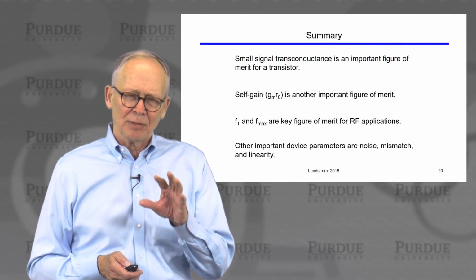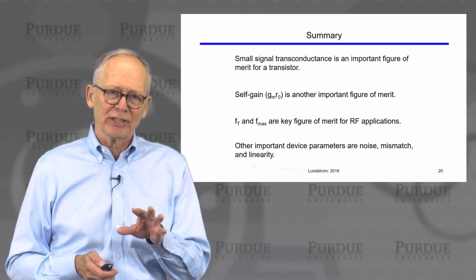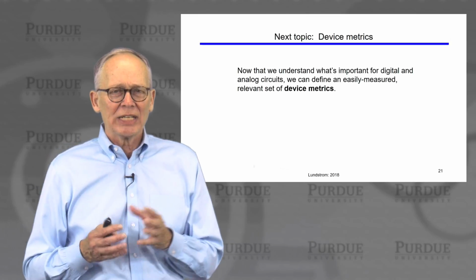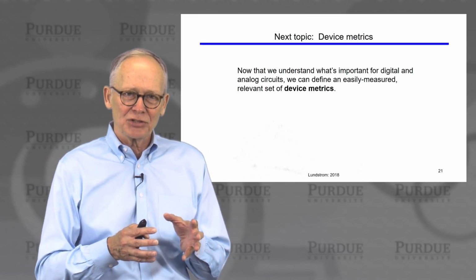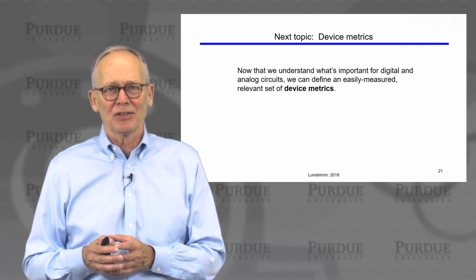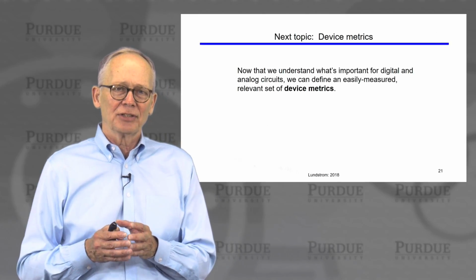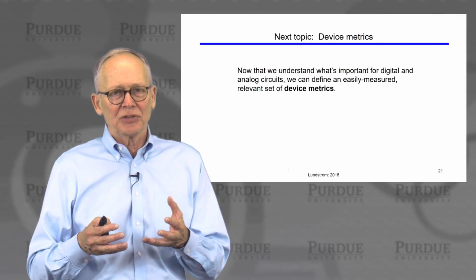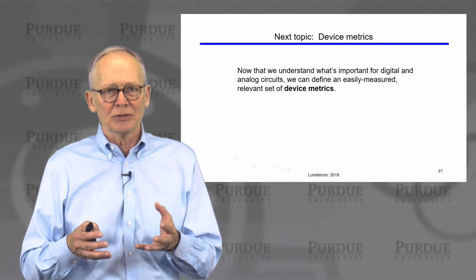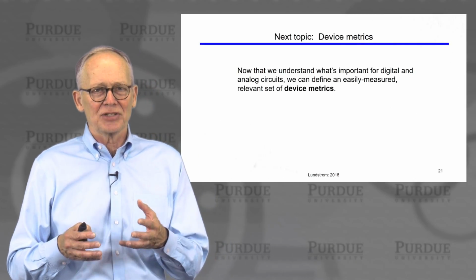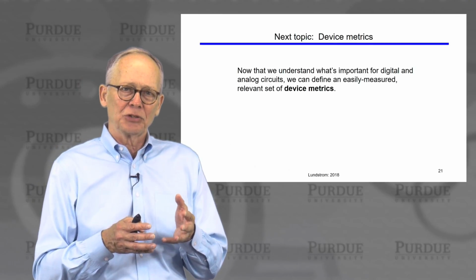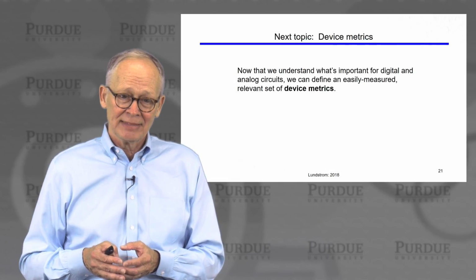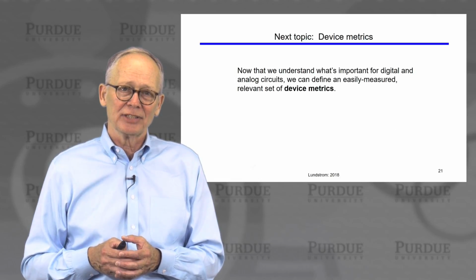Okay, so that's a quick summary of what I hope you'll take away from this very brief look at analog circuits. So what's next? We now appreciate a little bit about digital circuits and a little bit about analog circuits. So now we can turn to the question about device metrics. If I'm given a transistor, what measurements should I do so that I get a good indication of how well this transistor would perform in a digital application or in an analog application? And that'll be the topic of our discussion in the next lecture.